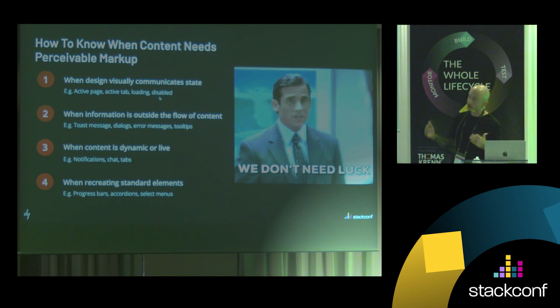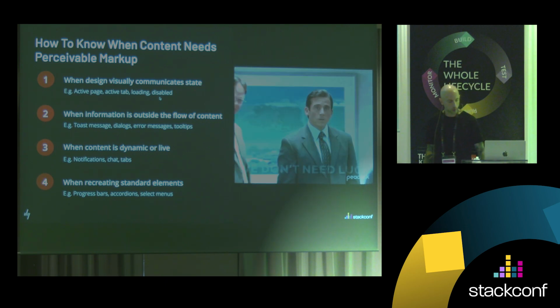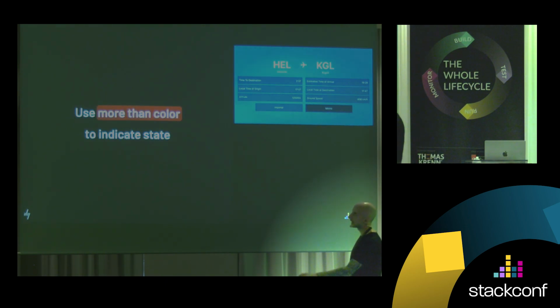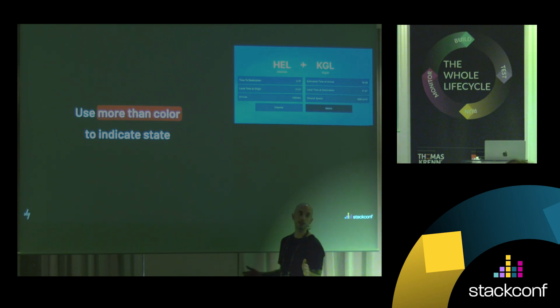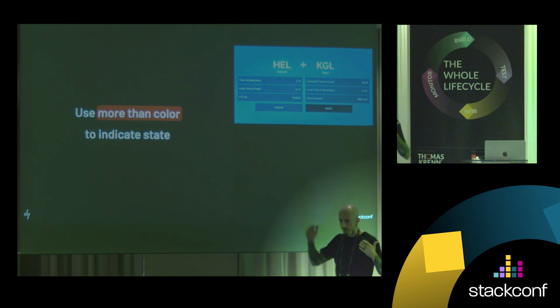So that is how to know when content may need perceivable markup. And that brings us to our final key for today, and that is to use more than color to indicate state. We often see this with tabs, and I was struggling to come up with an example for this, but luckily I had a flight on KLM, and they made me confused.